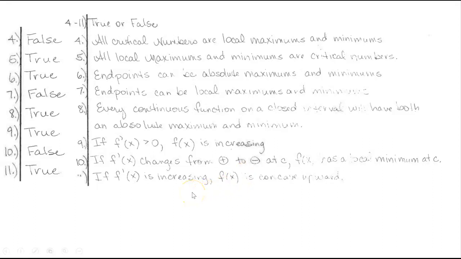All right, and then the last one, if the first derivative is increasing, then the original function is concave up. That's true, because if the first derivative is increasing, that's where the second derivative is positive, and where the second derivative is positive, it's concave up. If the second derivative was decreasing, that would be where the second derivative was negative, and that would be where the original function is concave down.